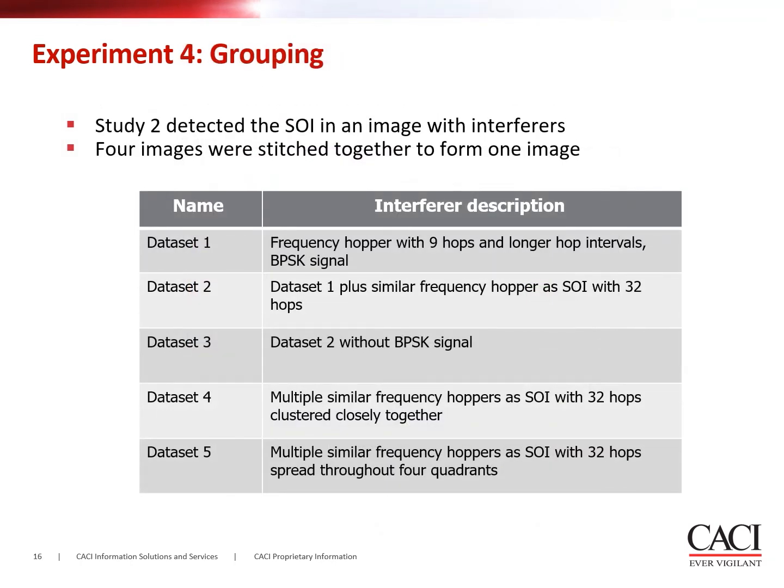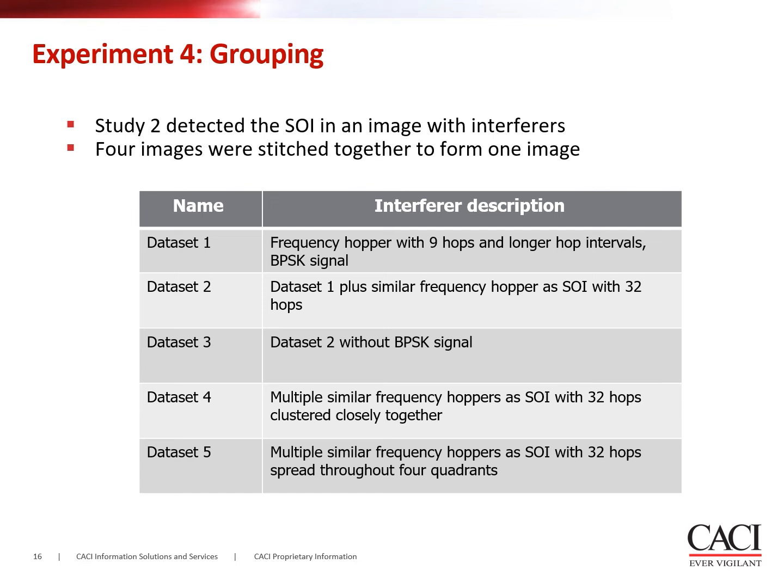Experiment 4 focused on Study 2, detecting the signal of interest in an image with interferers. Each dataset used in this experiment focused on increasing the complexity of the signal environment from a frequency hopper with just noise to a frequency hopper pattern with various interferers. To test the identification of a pattern of hops, 4 images were stitched together to form one image consisting of the signal of interest and interferers.